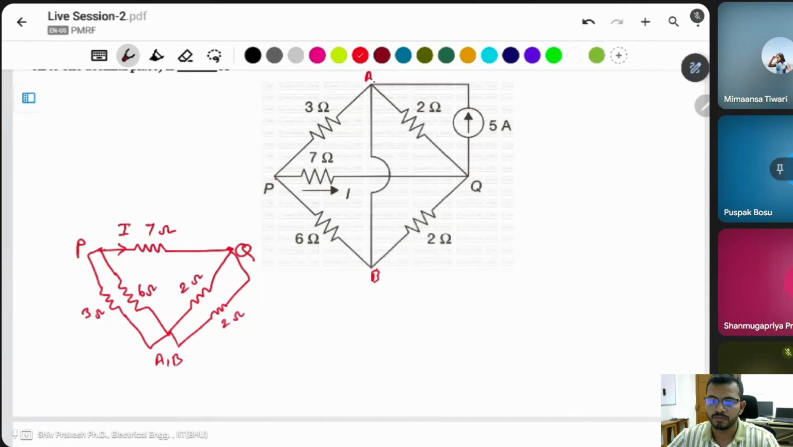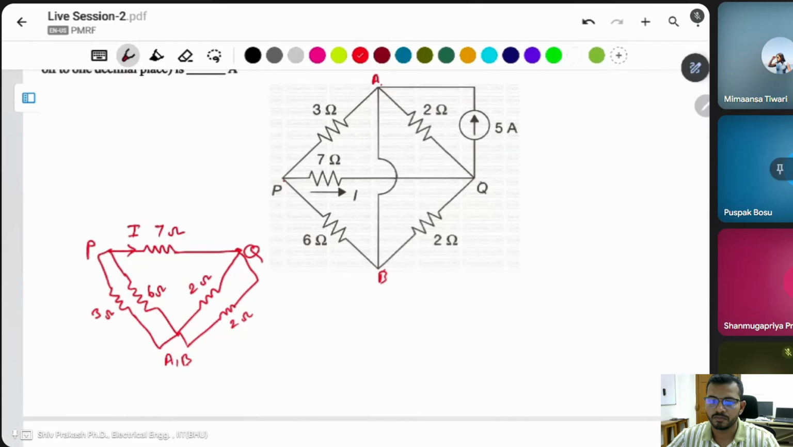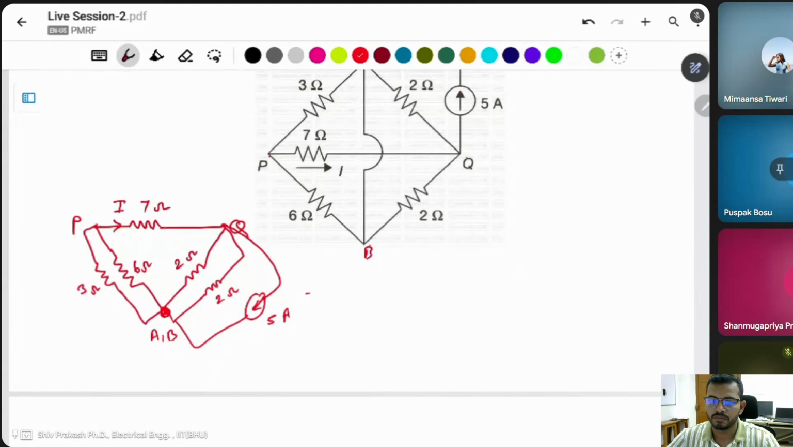Okay, and a current source is connected from Q to A. Q to A has a current source like that, 5 ampere of current from Q to A. This all is the same point. Then you can solve this one. These two resistances are connected in parallel. I write P, Q with a resistor of 7 ohm, and we have to find the current flowing through it.